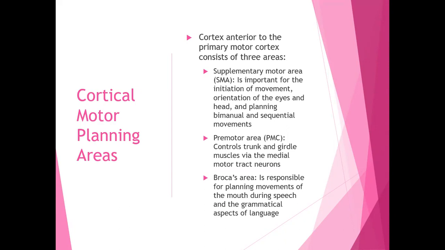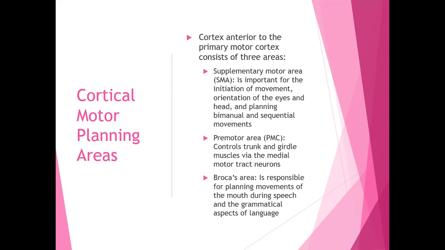The premotor area controls trunk and girdle muscles via the medial corticospinal neurons. And Broca's area is responsible for planning movements of the mouth during speech and, interestingly enough, the grammatical aspects of language. So how we put words in the order that we normally put them in.